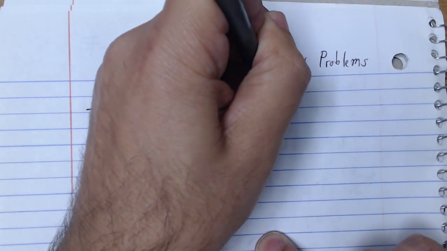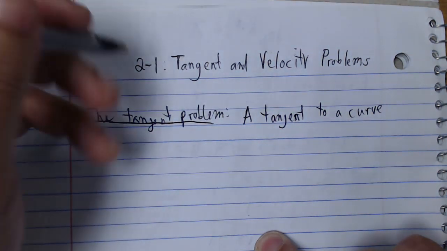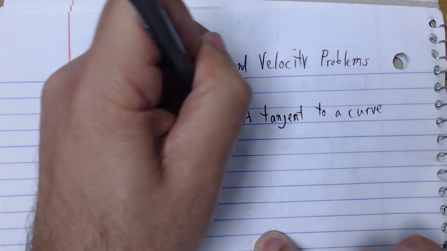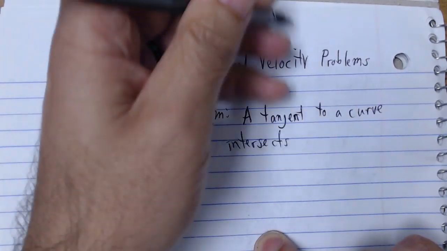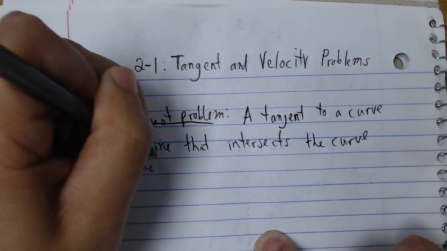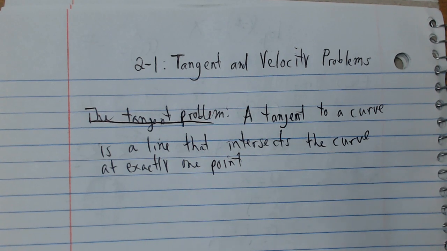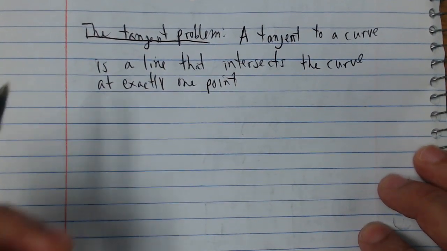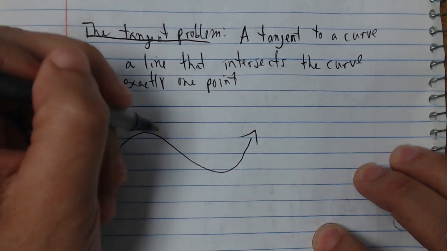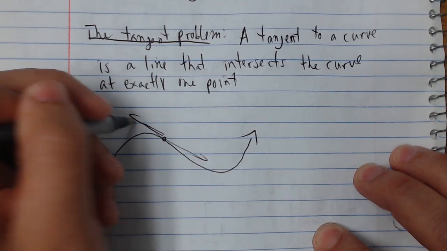A tangent to a curve is a line that intersects the curve at exactly one point. Visually speaking, think of it this way. If I have a curve that does this, and if I draw a tangent to this curve through that point, the tangent line would look something like this. And let's call this line L.